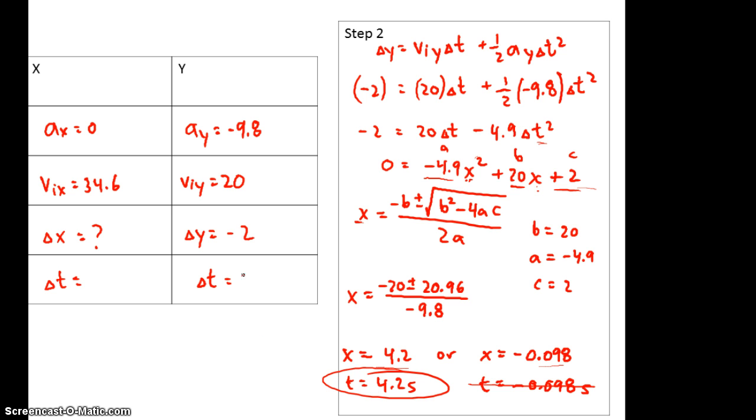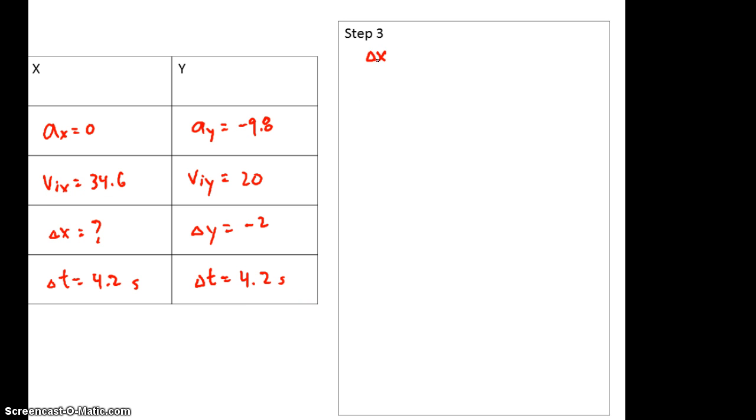So we just found the time to be 4.2 seconds. Now time doesn't depend on direction. So it's 4.2 seconds in the y direction, but it's also 4.2 seconds in the x direction. Now that we found our time, we look at our x direction and say, okay, I have 3 variables, so I can always find a 4th. Same variables as before, so I'm going to use the same equation, but instead of y's, I'm going to put x's. So delta x equals vix delta t plus 1/2 ax delta t squared.